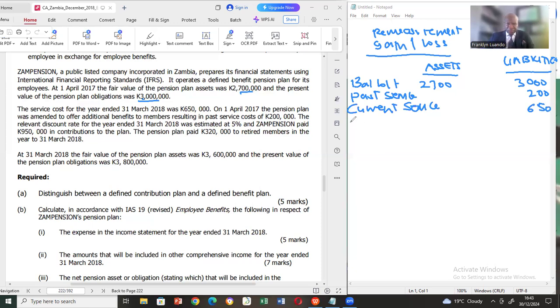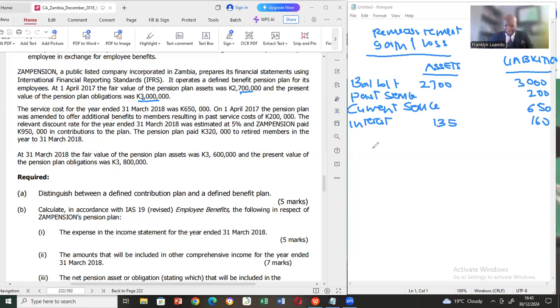Interest. Interest on the asset there is how much? Interest on the asset is 135, 5%. Interest on the liability, that will give us 160.